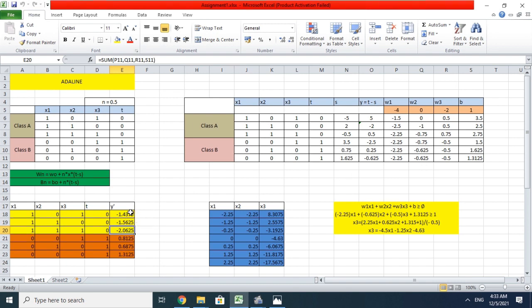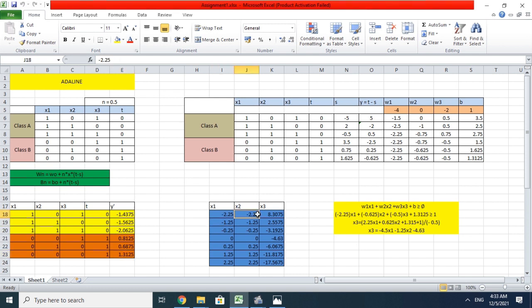That is why we get the negative 2.0625, and this we need to add the value of the x3 negative 0.5 plus the 1.3125, so that's why we get the negative 0.8125. Okay, for this we need to add the negative 0.625 with the 1.3125, then we get the 0.6875, and then this we just get the value of the bias.